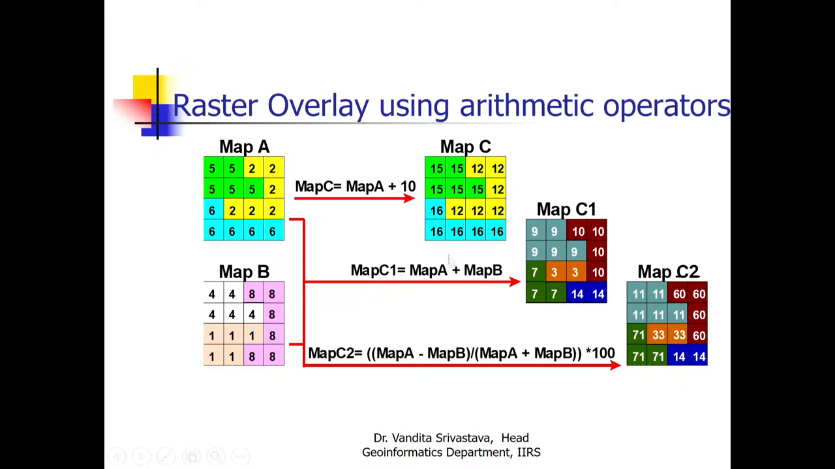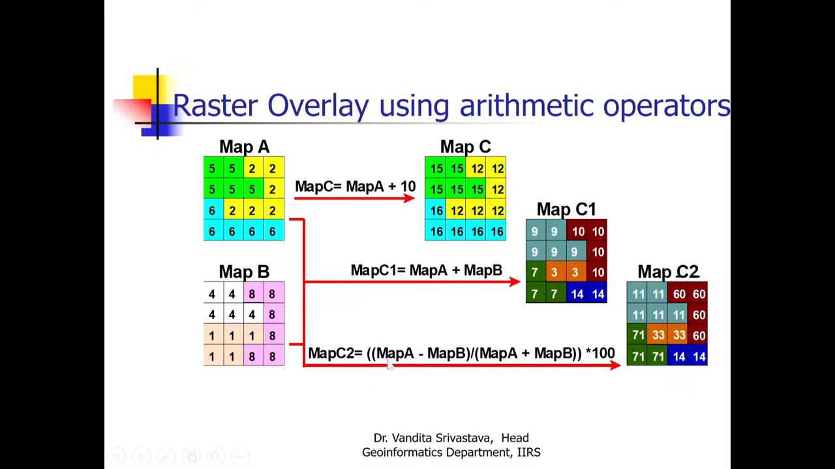Now the same is for map C1, but in map C1, instead of adding a constant, we are adding another map. Please note that this is not any matrix addition, this is a simple cell by cell addition. Similarly, this multiplication is also not matrix multiplication, it is only cell by cell multiplication. Division, multiplication, addition, whatever it is, on a cell by cell basis.